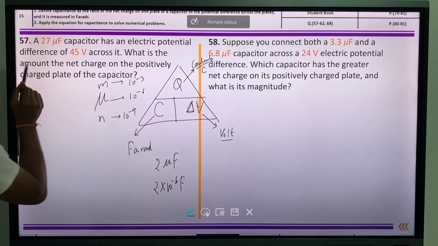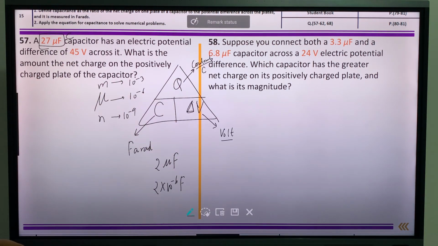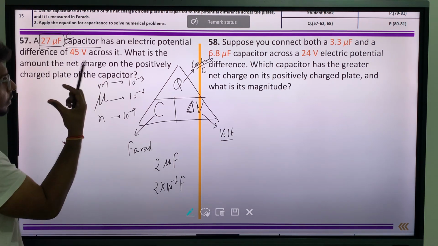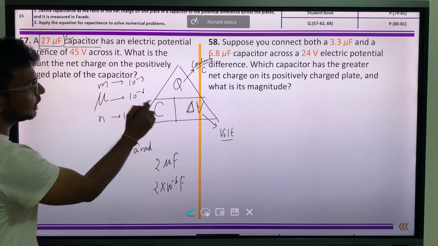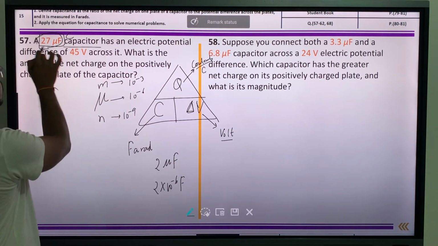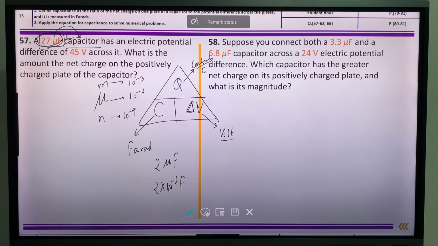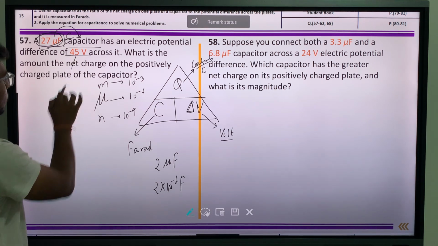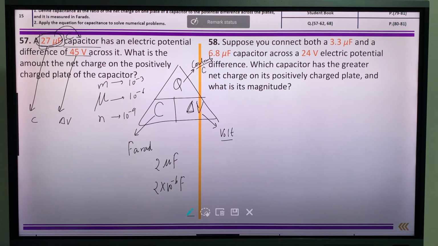A 27 microfarad capacitor has, now capacitor is the device and capacitance is the capacity of that. So C is the capacitance, remember, that is 27 microfarad of this capacitor, has an electric potential difference of 45 volts. So I have del V, I have capacitance C. What is the amount, the net charge on the positively charged plate of the capacitor?